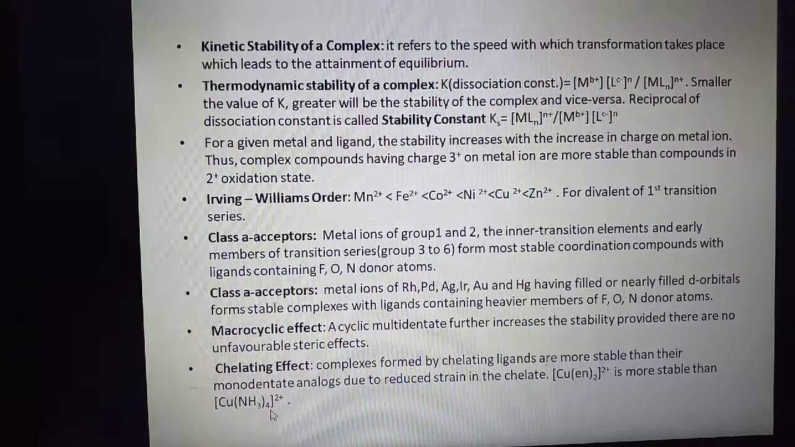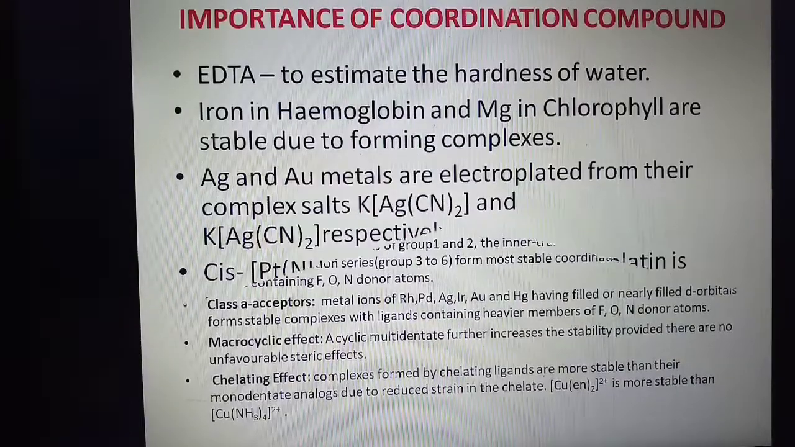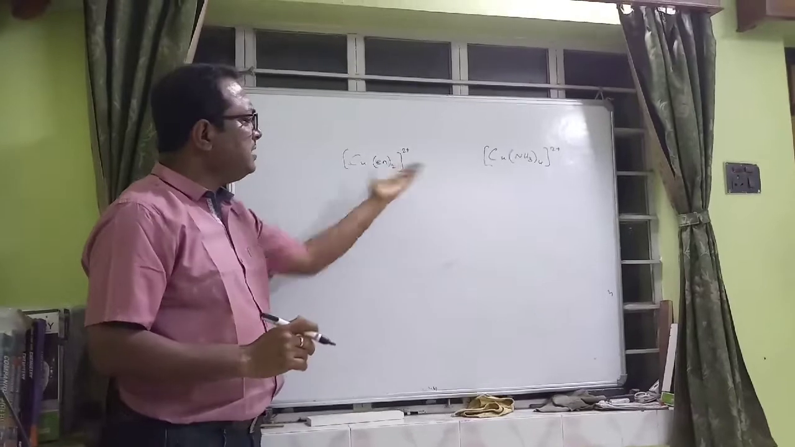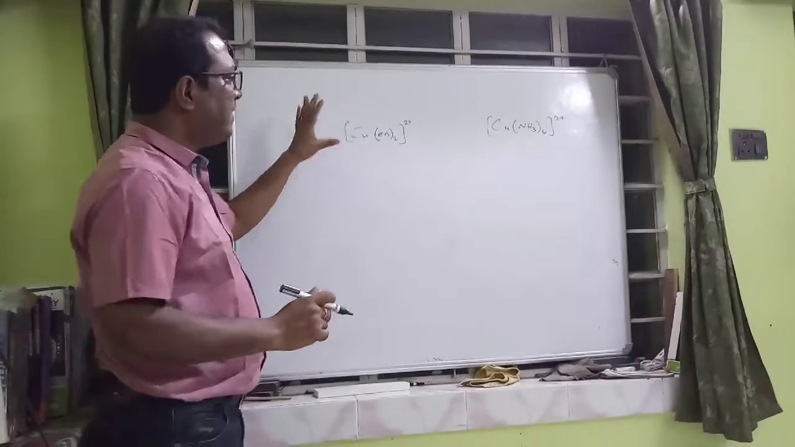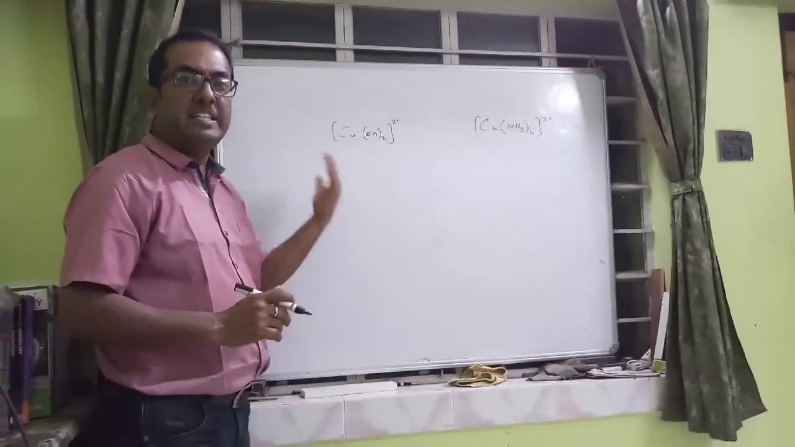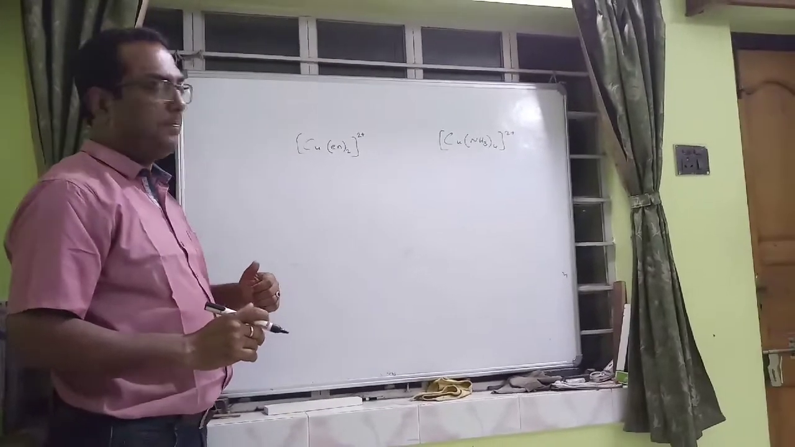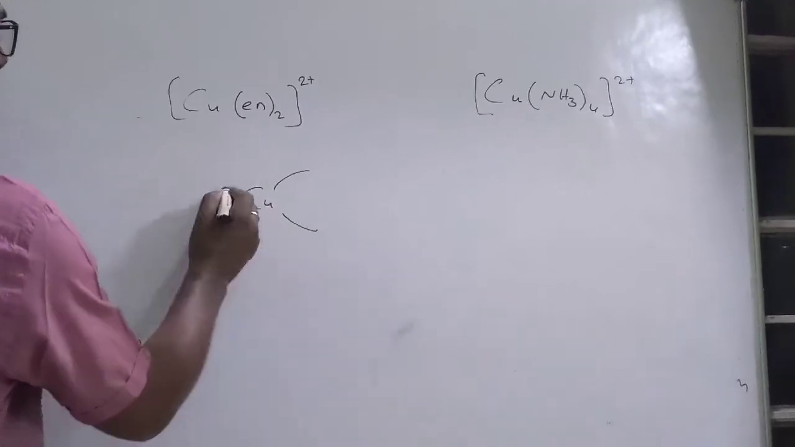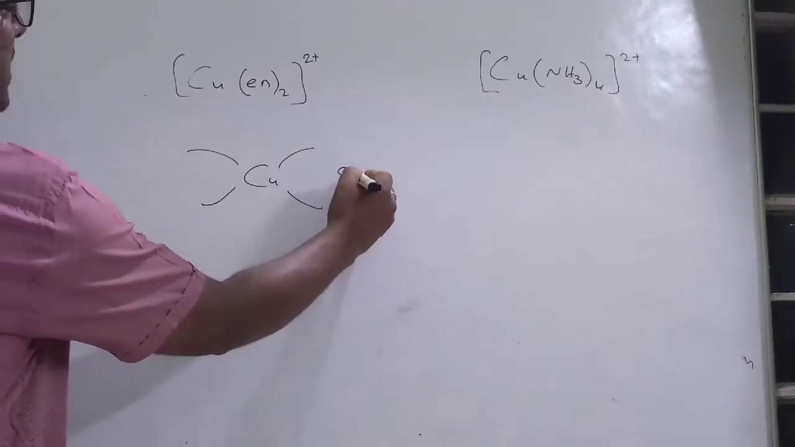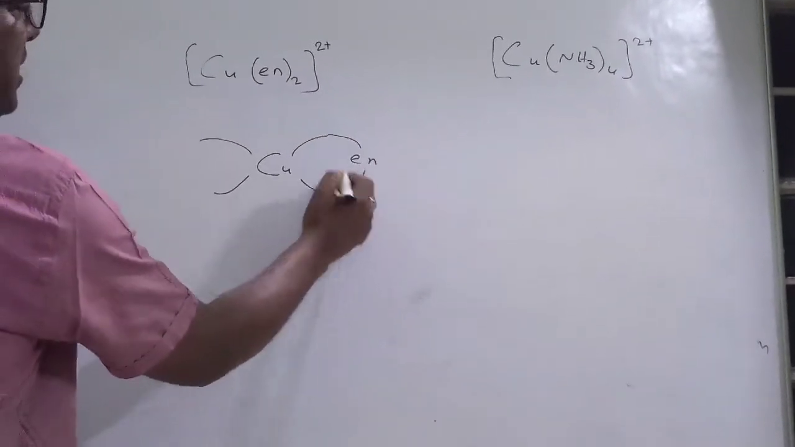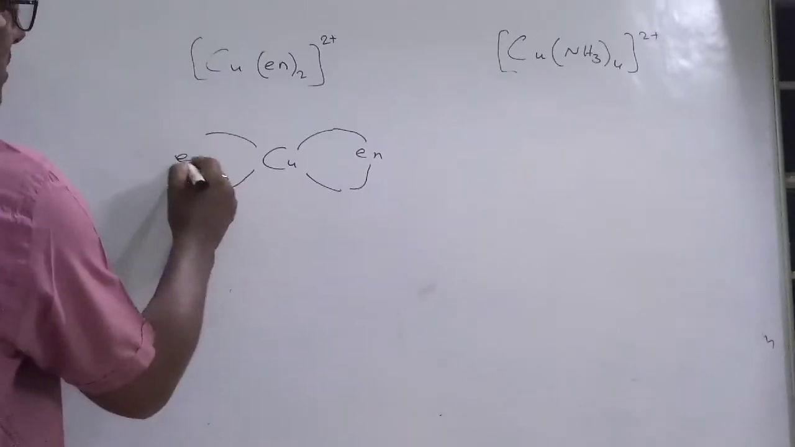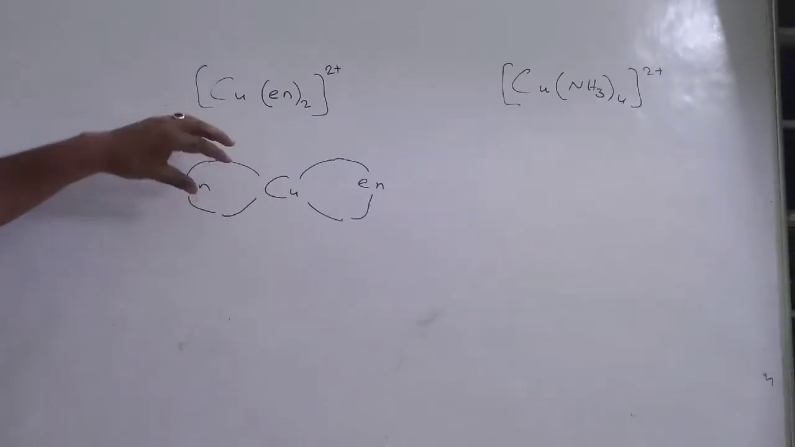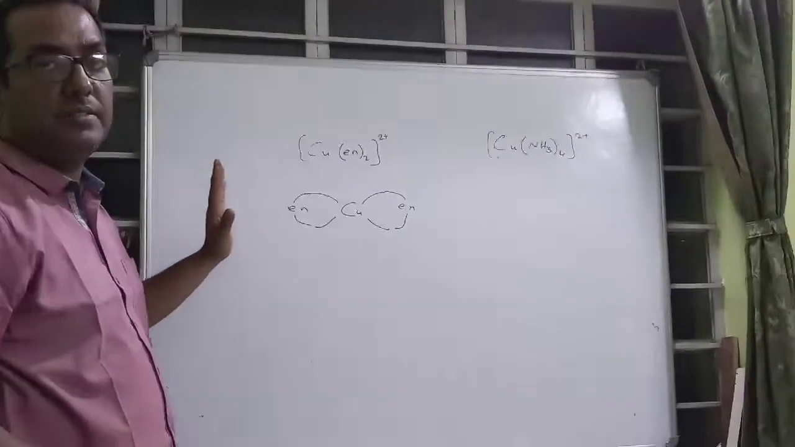I would ask the students to look at the board once more. Within these two compounds, you have to tell me which is more stable and which is less stable. Here, copper joins hands with en, forming a chelate. You can see they are forming a chelate. How? As they are forming a ring. Forming a ring is called a chelate.